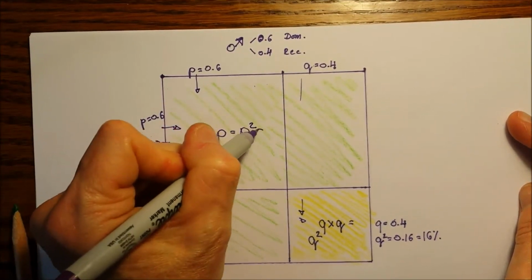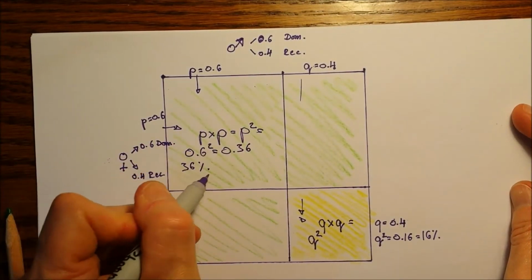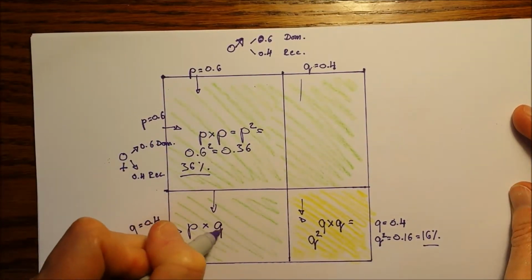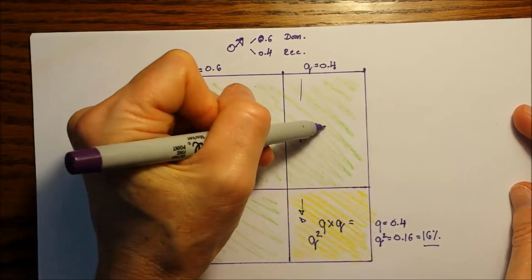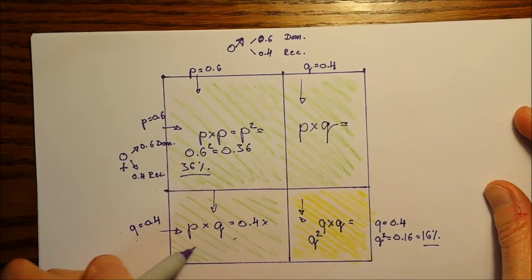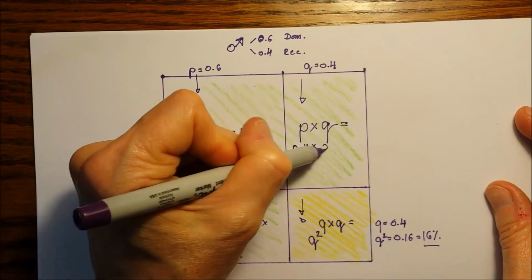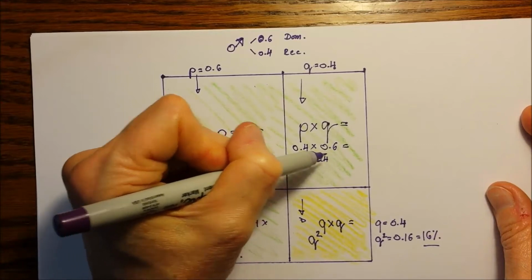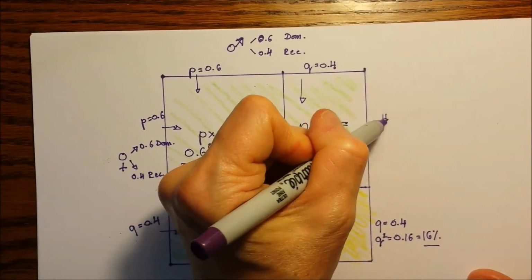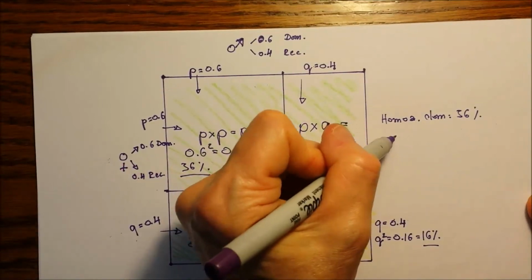For homozygous dominant, it's P times P equals P squared, so it's going to be 36% of the organisms will have the homozygous dominant genotype. The heterozygous, it's P times Q, P times Q. For one square it's 24%. For the other one it's also 24%. Keep in mind that we have two rectangles for 24%. So homozygous dominant organisms, 36%.